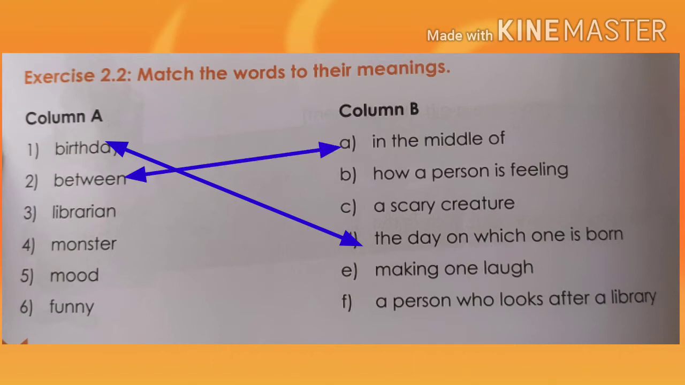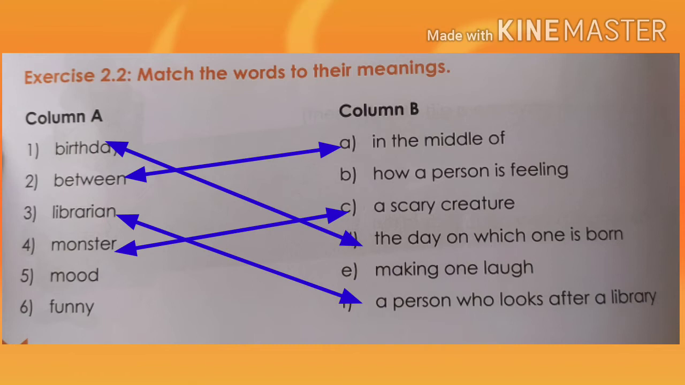Then third word is librarian. So the meaning of librarian is a person who looks after a library. Option F in column B. So we have to match it. Then in column A, fourth word is monster. So the meaning of monster is a scary creature. Option C in column B. So we have to match it.